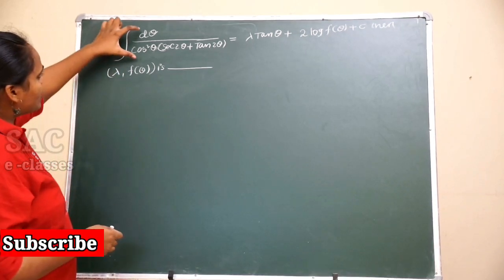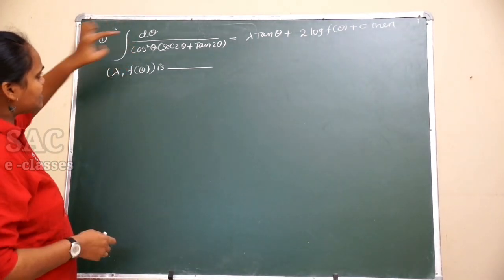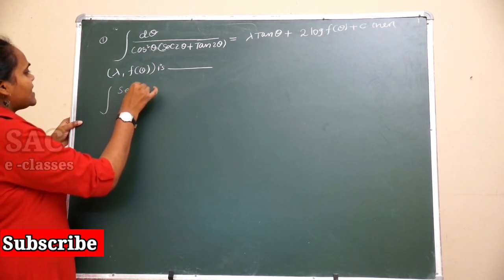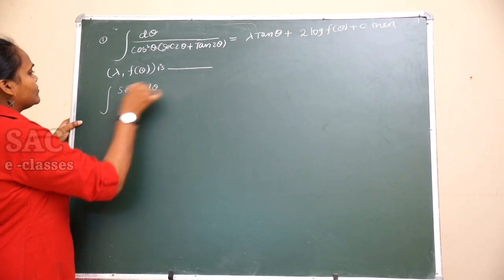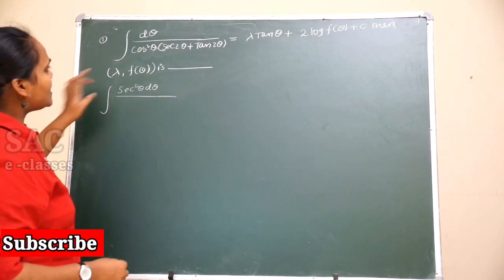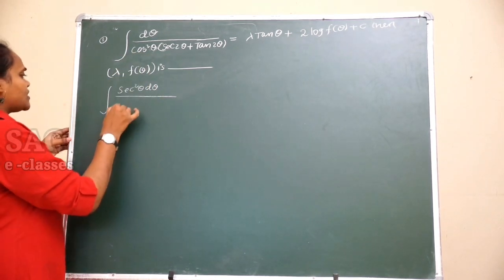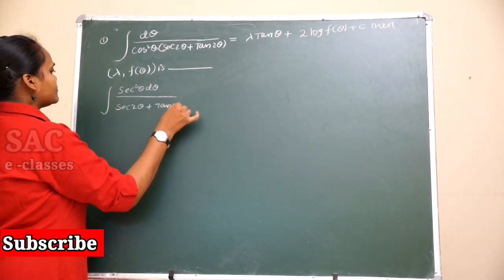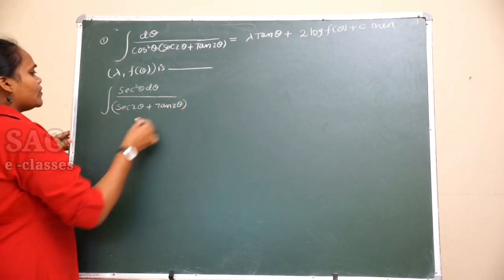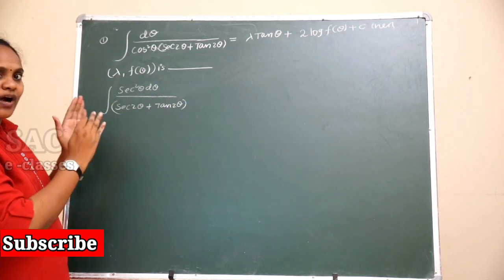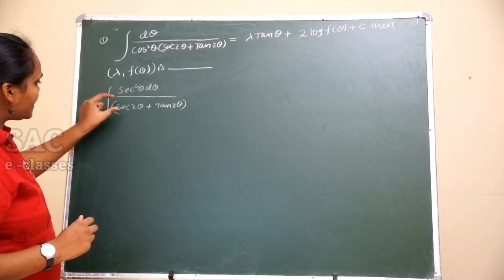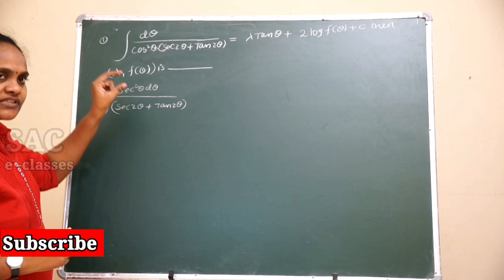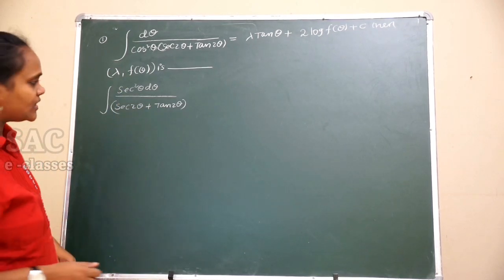So here, if you observe d theta by cos square theta, at first I can express it as secant square theta d theta by what is left. Just have a look: secant 2 theta plus tan 2 theta. I hope you got clarity in what way you have to do. Yes, your guess is correct. You have to express secant 2 theta as well as tan 2 theta in terms of tan theta.